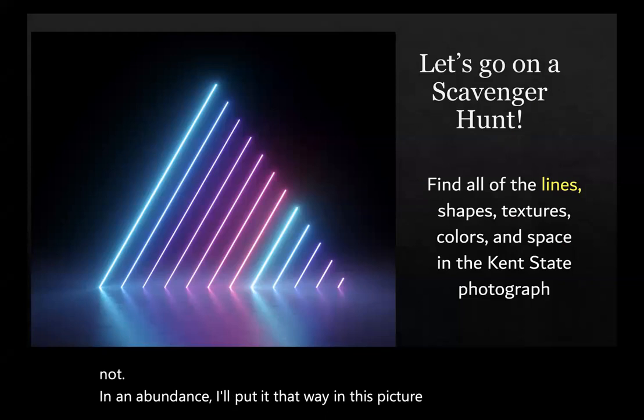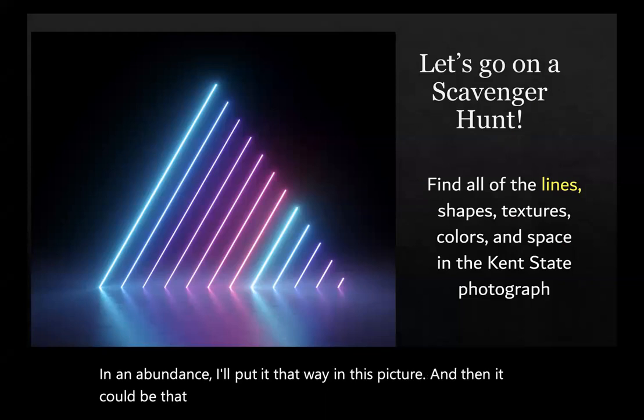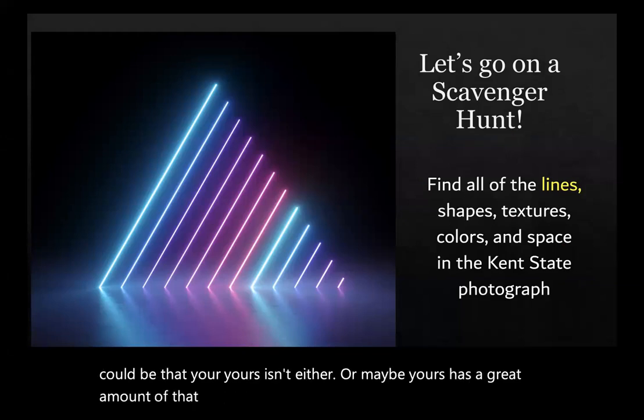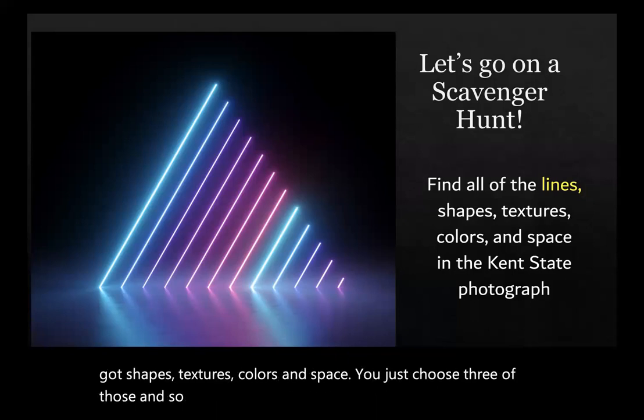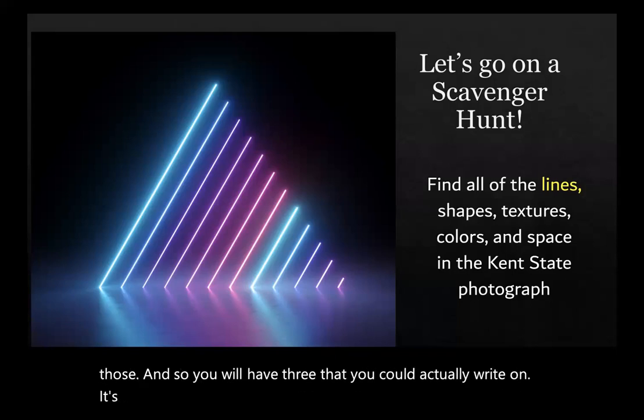It could be that yours isn't either, or maybe yours has a great amount of shapes, but you just don't have any textures. Well, you've got shapes, textures, colors, and space. You just choose three of those, and so you will have three that you could actually write on. It's all unique to the pictures.